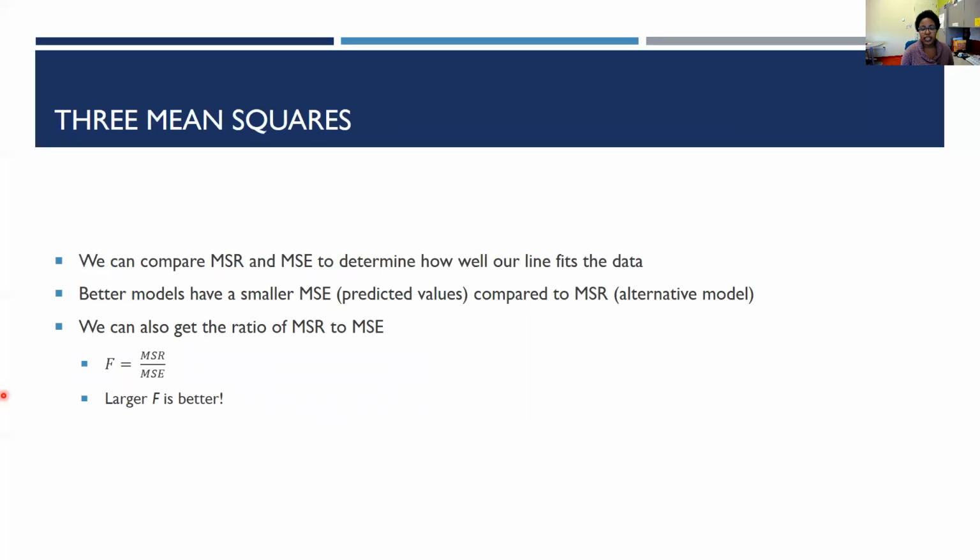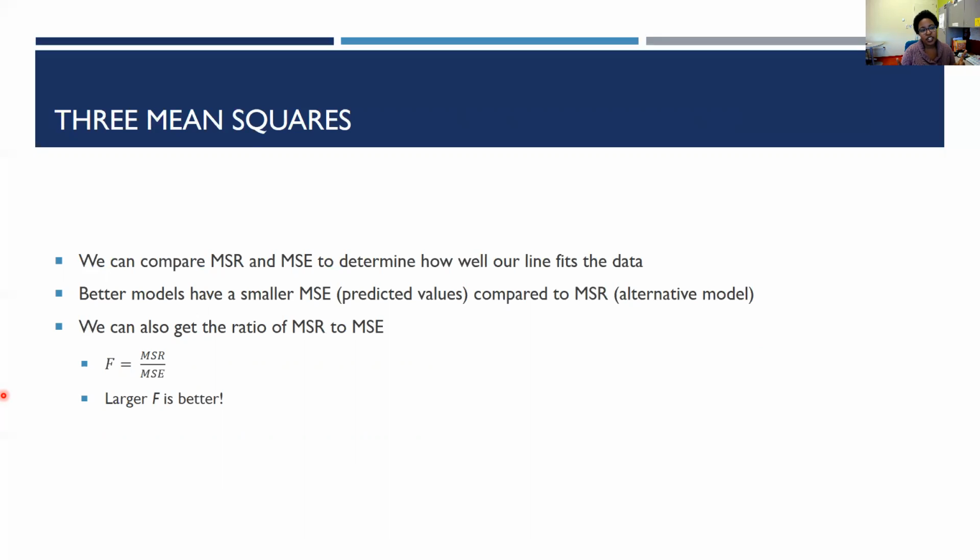All right, so we can compare the MSR and the MSE to determine how well our line is fitting to the data. What we usually want is for the predicted values, the MSE, to be smaller than the MSR. But as we saw, in this case, our MSR was smaller than our MSE.